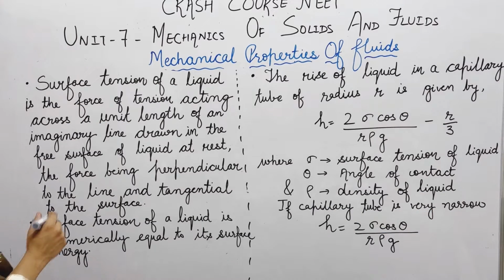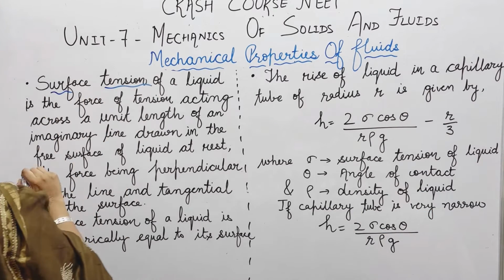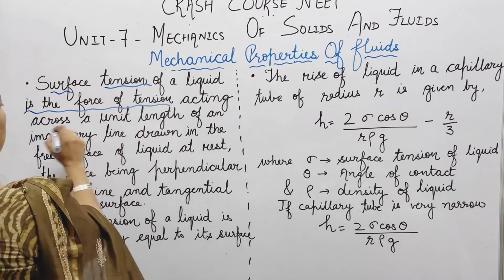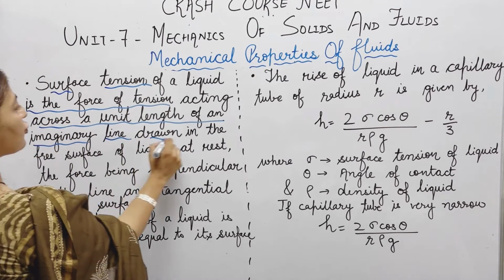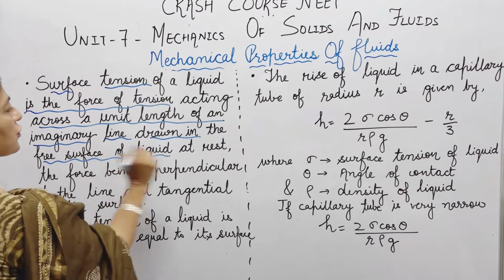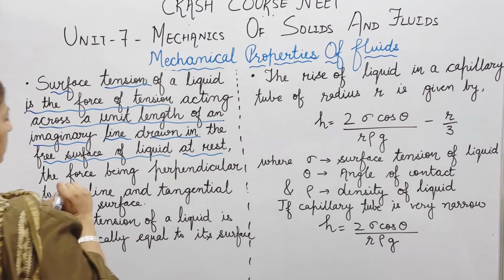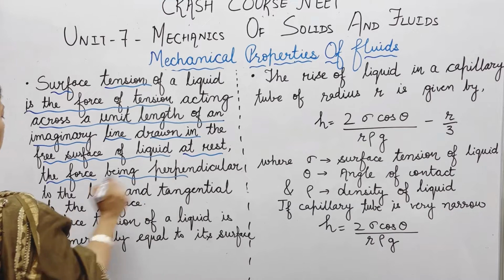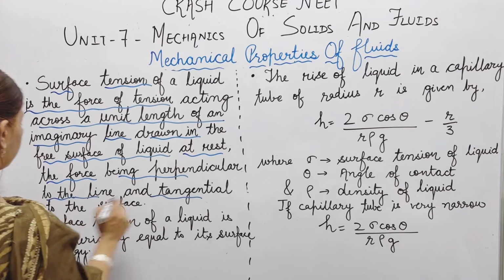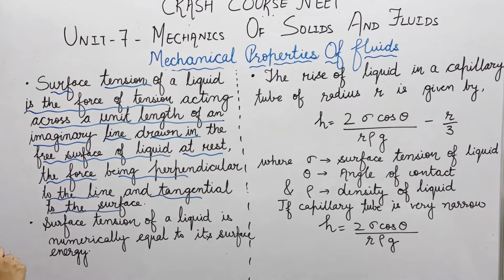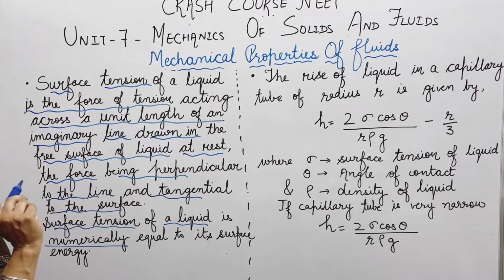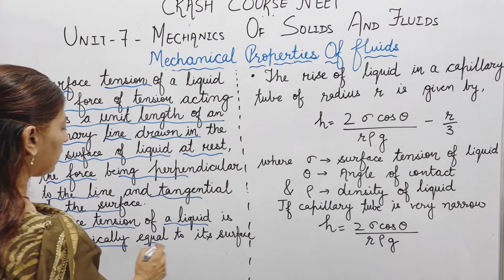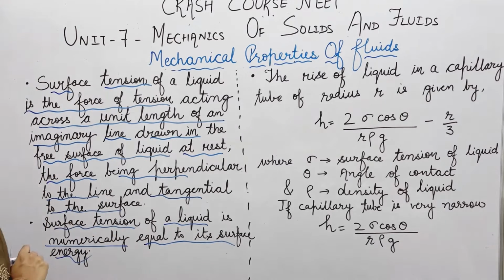Next point is about the surface tension of a liquid. It is the force of tension acting across a unit length of an imaginary line drawn in the free surface of a liquid at rest, the force being perpendicular to the line and tangential to the surface. The next important thing is that the surface tension of a liquid is numerically, not by the unit way, equal to its surface energy.